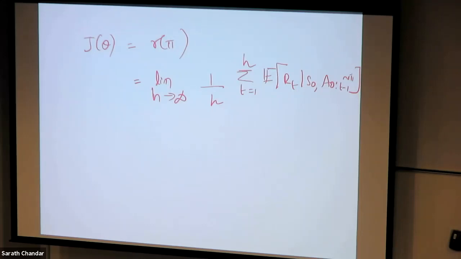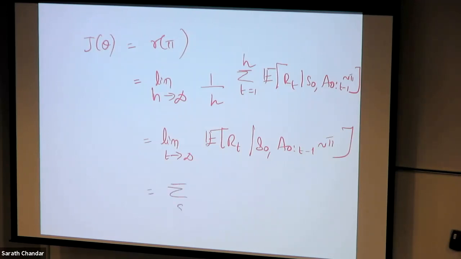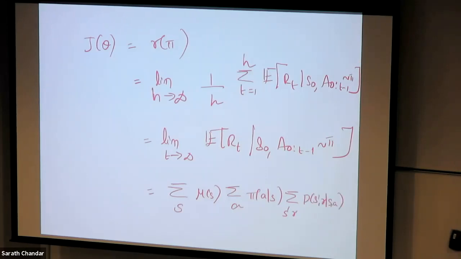Now this can be written as the limit as t tends to infinity of the expected value of R_t given S0, A0 to t minus 1, right? And we also had the expanded equation for this, which is summation over all possible s of mu of s, summation over a of pi of a given s, summation over s dash, r of p of s dash, r given s comma a, the whole expectation multiplied with the reward r, right?